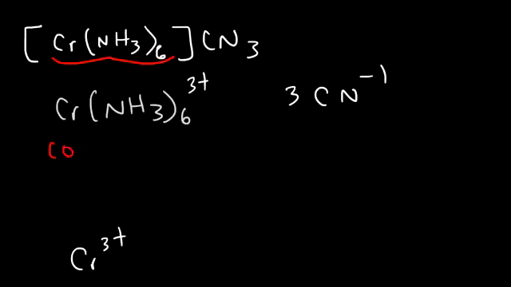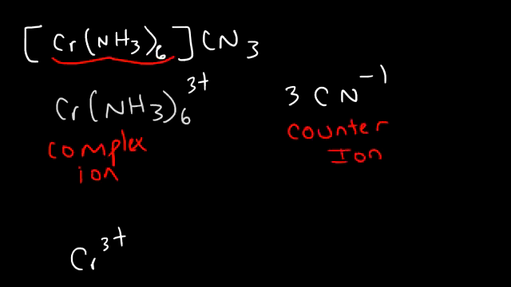So this is the complex ion, and in this example, this is known as the counter ion. The counter ion that we have in this example is negatively charged, so it's called an anion. But it doesn't always have to be an anion. It can be a cation. In this example, the complex ion is the cation, and so the counter ion has to be an anion.